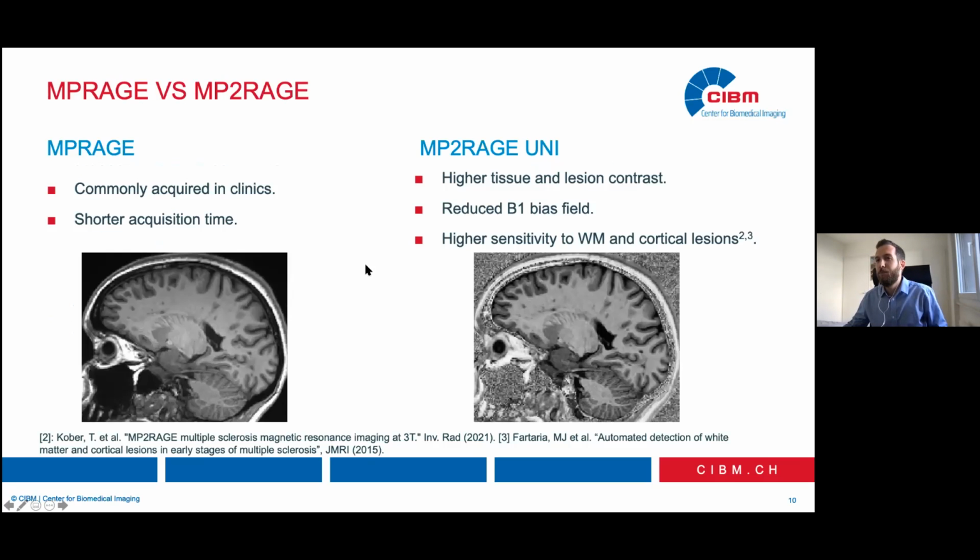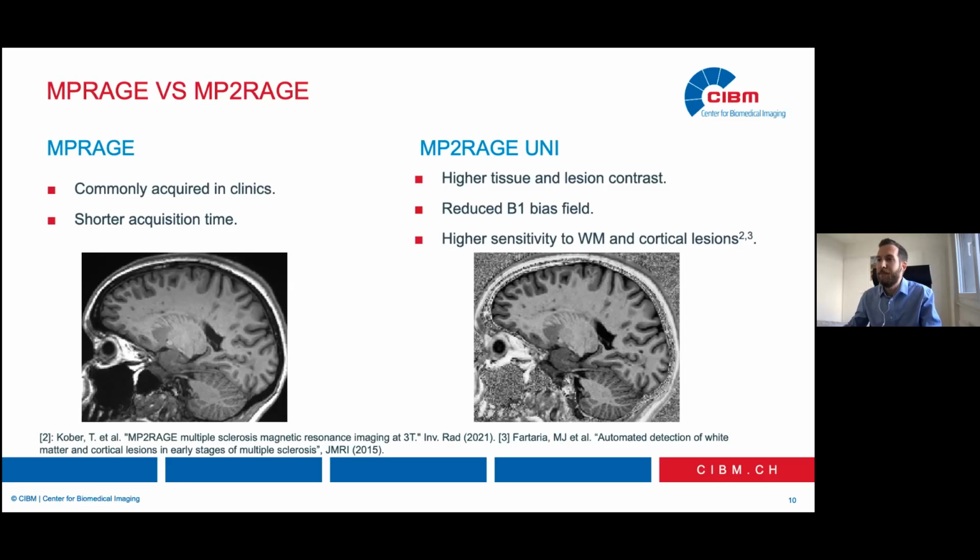So what's the difference between MP-RAGE and MP2-RAGE? MP-RAGE is the commonly acquired T1 weighted sequence in the clinics, and has a shorter acquisition time, and is usually very well spread and well known. On the other side, the MP2-RAGE uni has proved to have a higher tissue and MS lesion contrast, has a reduced B1 bias field, and very importantly has a higher sensitivity to white matter and cortical lesions. And this was explicitly shown by visual analysis of radiologists.